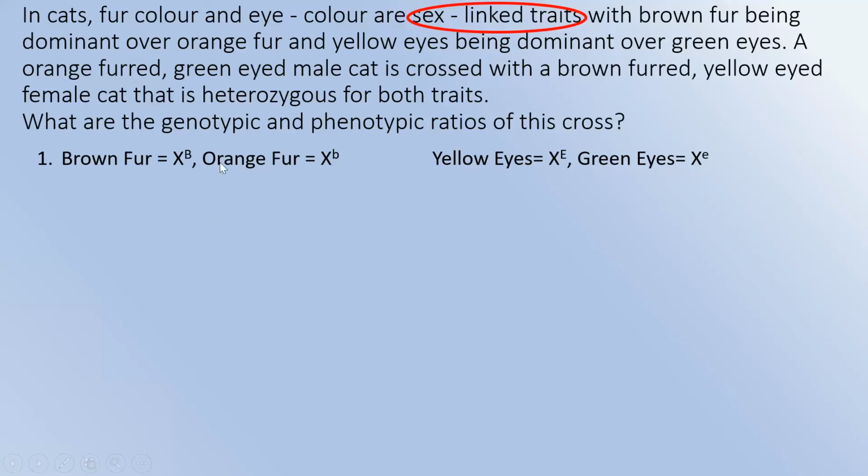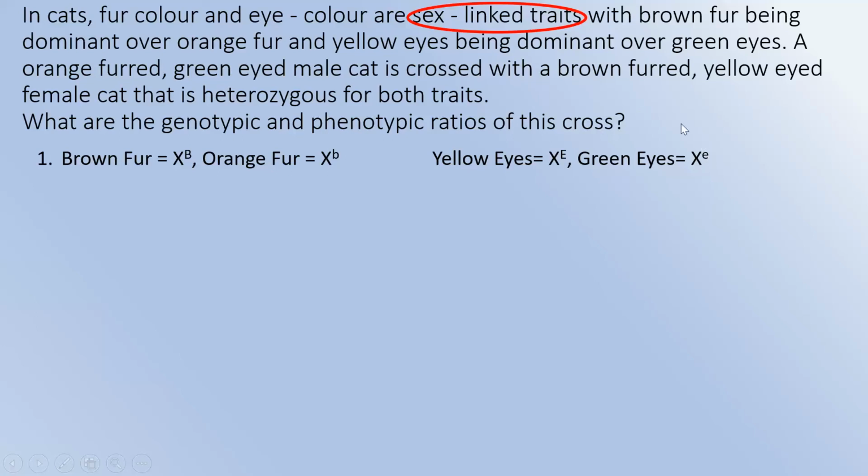The way we got this is it says in cats, fur color and eye color are sex-linked. That's why we have the X. And brown fur is dominant over orange fur, so brown fur is the capital, the dominant allele, and orange fur is the recessive allele. And then yellow eyes are dominant over green eyes, so we got the dominant yellow allele and the recessive green allele.